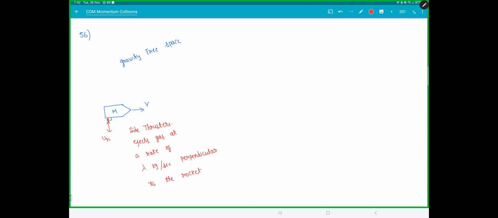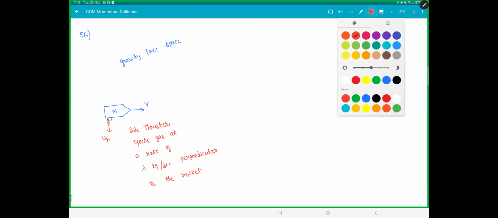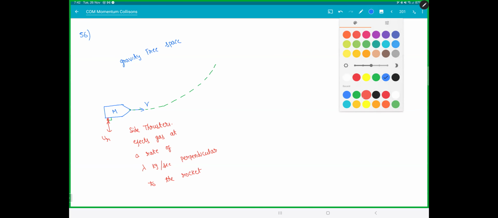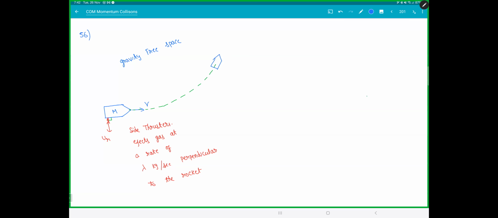Now, what do you think will happen? Will the rocket go straight? Because of the side thrusters, the rocket will start going something like this, isn't it? It starts deviating. So after some time, the rocket becomes like this. The main thrusters are not on, only the side thruster is on. So the question is, after some time, it will deviate by delta. Find delta.